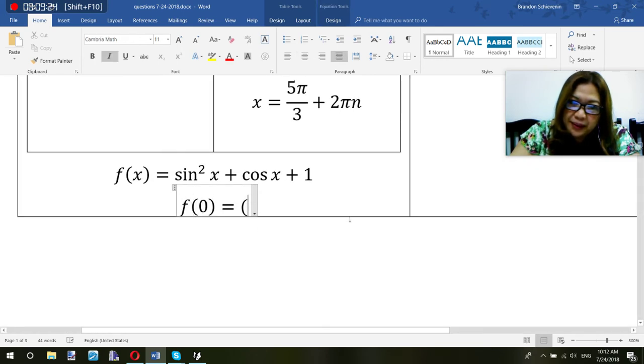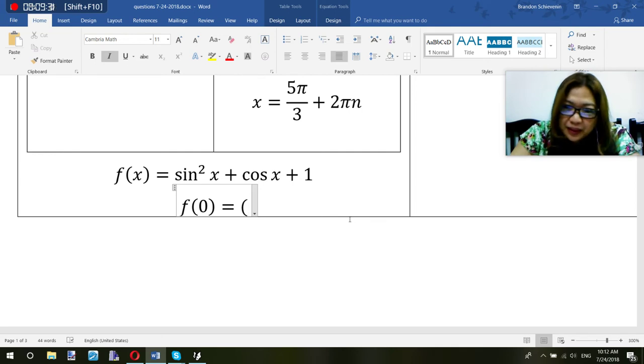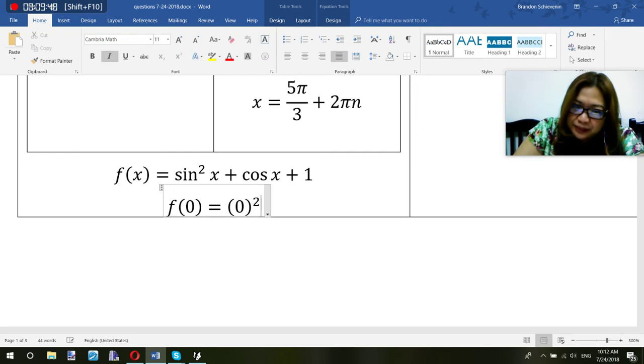So if I plug in 0 for x, what's going to happen? What's the sine at 0? It's 0. So I've got 0 squared plus, what's the cosine at 0? 1, plus 1. So what's my function at 0?